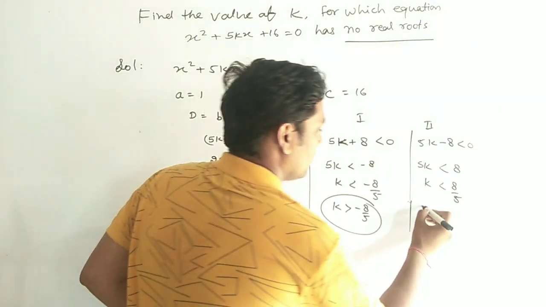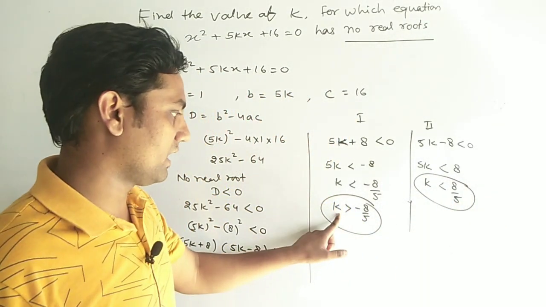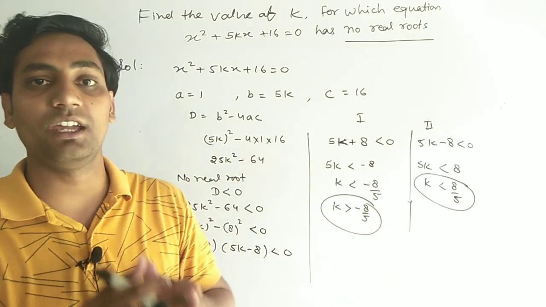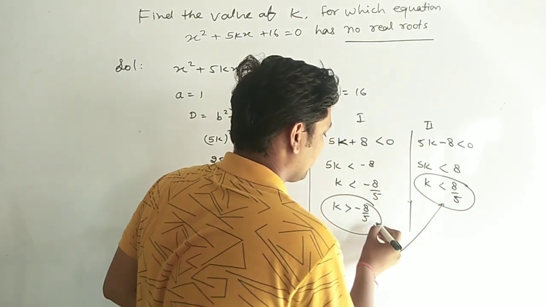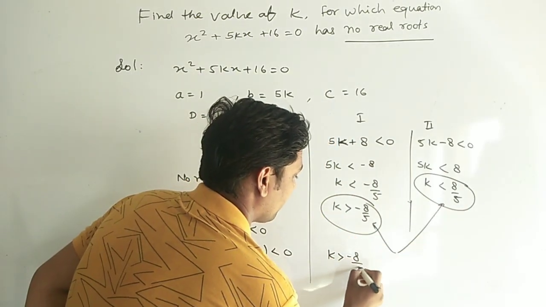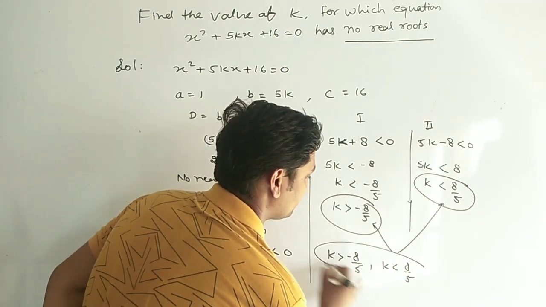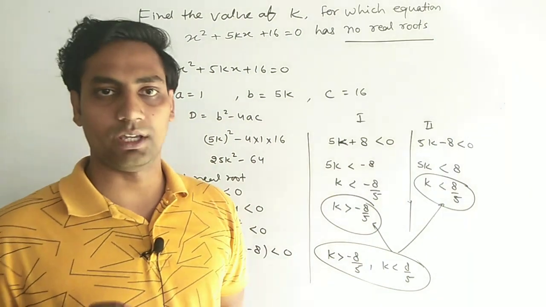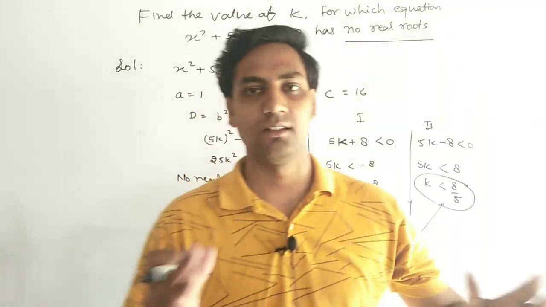So the value of k is less than 8 by 5 and the value of k is greater than minus 8 by 5. These are the values of k: k greater than minus 8 by 5 and k less than 8 by 5. Have you understood every step of this question?